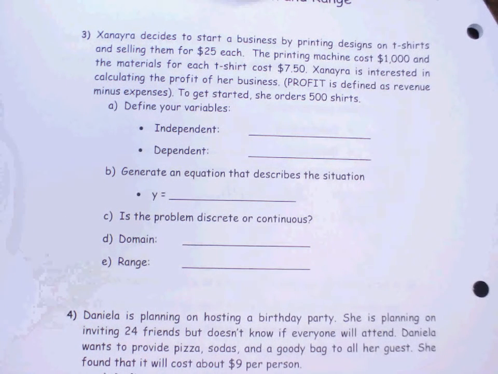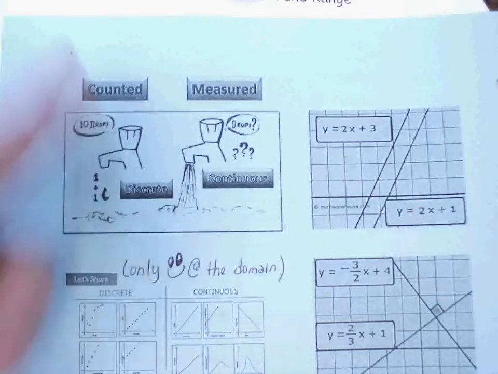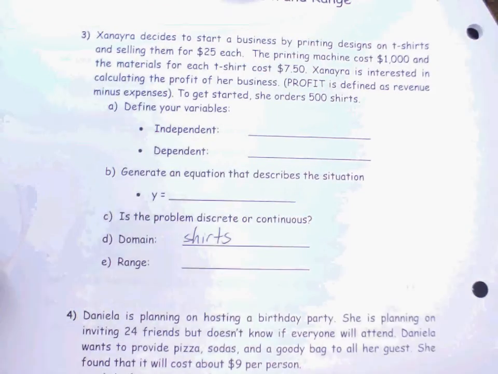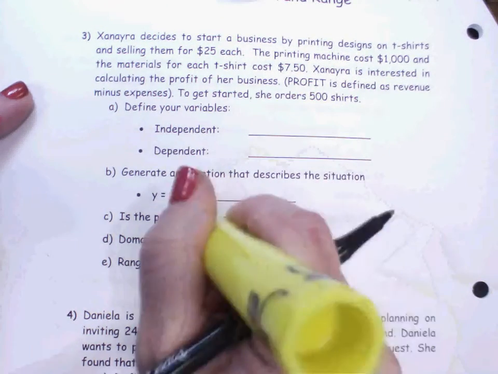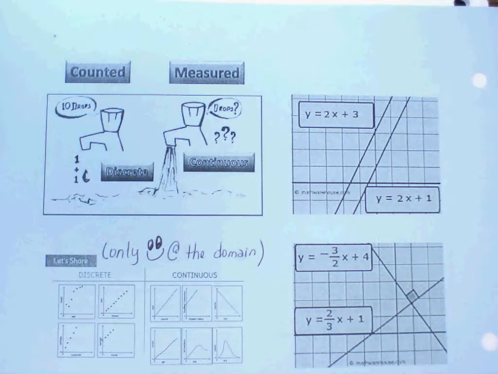What was the domain over here? The shirts. Can you count the shirts or can you measure the shirts? One shirt, two shirts, three shirts, four shirts. So that would be discrete. Can you measure the shirts? Like by size? But you still need to count how many small you got and how many mediums you got and how many large you got. So I would say that that's still counting.